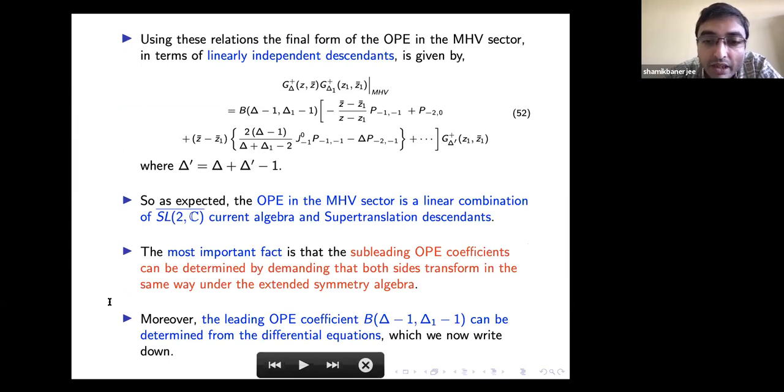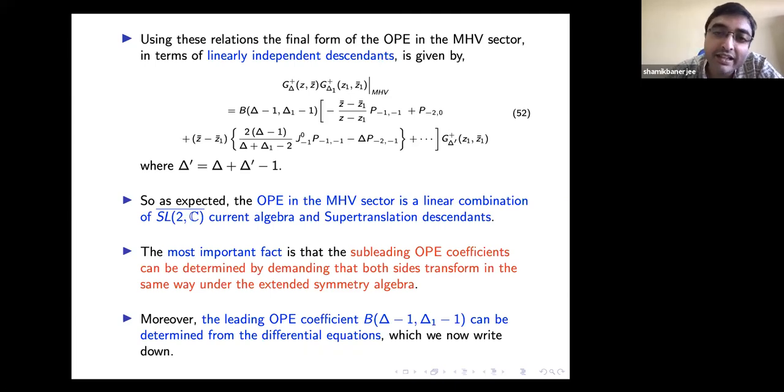Okay, now the most important fact, of course, is the one which Miraz was asking about, and this is the answer to that. I will not show the algebra, but these subleading OP coefficients can be obtained by demanding that both sides transform in the same way under the extended symmetry algebra. So these OP coefficients, like P minus 2 comma 0, are obtained in that way. You don't really need the explicit expression for the scattering amplitude in GR to get this, but we did it that way because we had to check what we were doing.